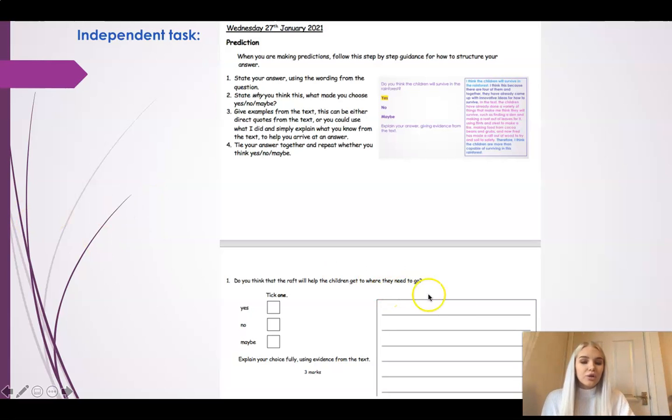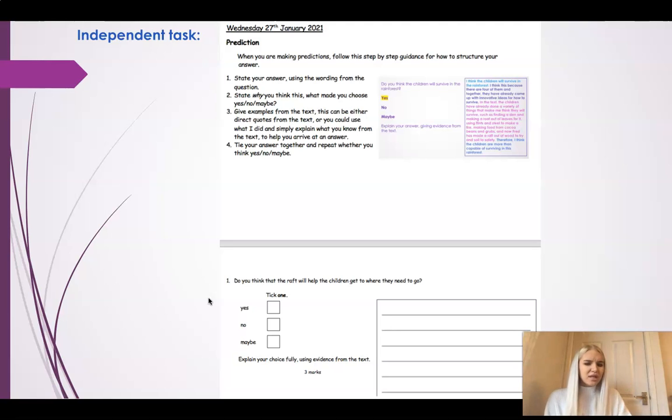And then I've given you just 2 prediction questions, and this is the example of one of them. Do you think that the raft will help the children get to where they need to go? So you've got to tick yes, no, or maybe. Repeat that in your answer. I think the children will. I think the children won't get to where they need to go. I think this because, what makes you think this?